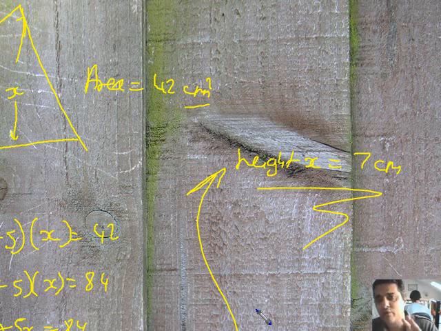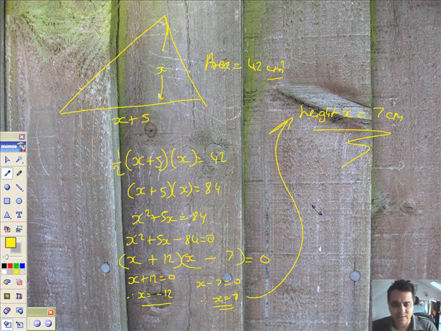Again, I know we create a quadratic, but sometimes one of the solutions won't make any sense in reality. We won't have a negative length. Okay, the height is 7 centimetres, a positive 7 centimetres.